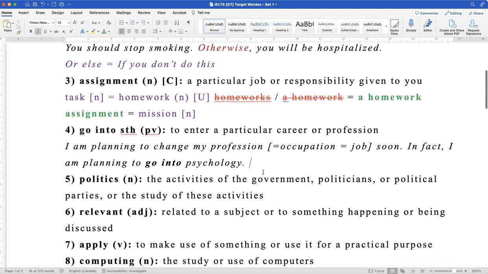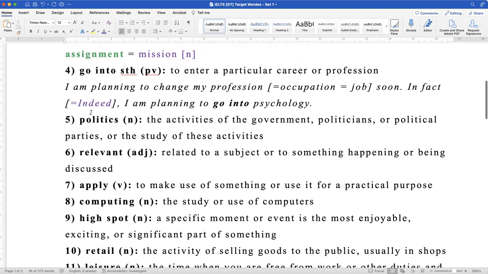Okay. So here, instead of in fact, you can also use the word indeed. So these are synonymous words, in fact or indeed. Politics. Politics is about the activities of the government, politicians or political parties, or the study of these activities.